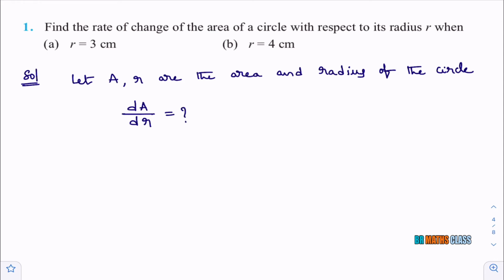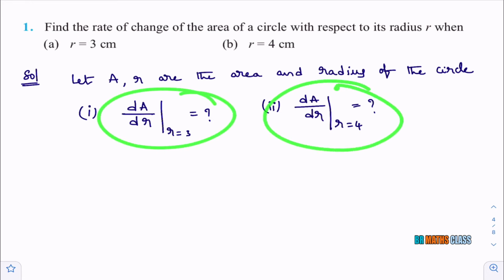Look here, there are two bits. The first bit is when r equal to 3 centimeters. So I'll write here: in the first bit they are asking to calculate dA by dr when r equal to 3. In the second bit, what are they asking to calculate? dA by dr when r equal to 4. These are the things we need to calculate in this question.